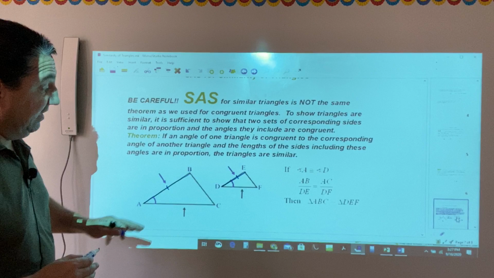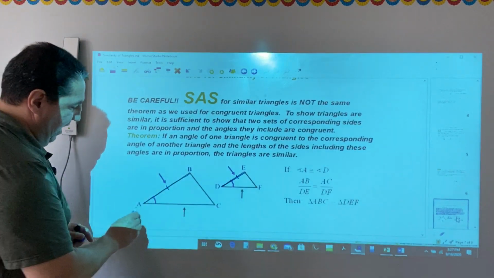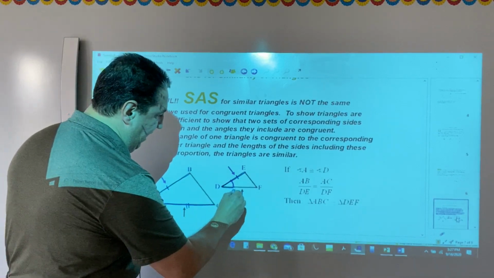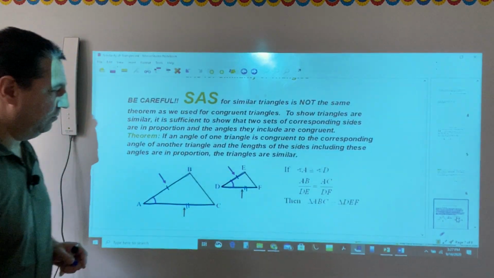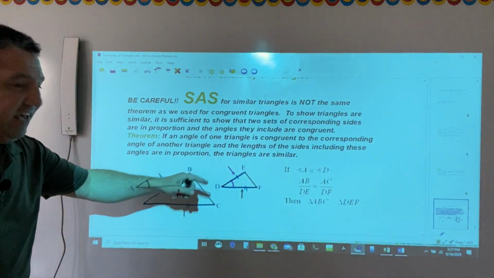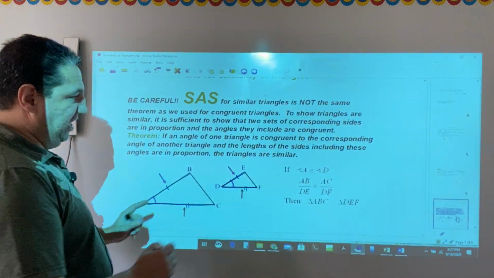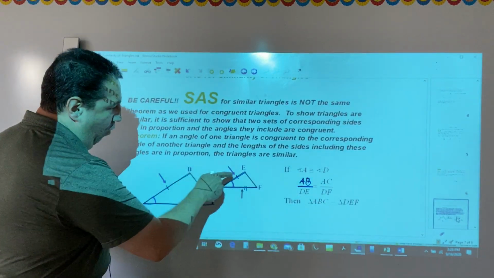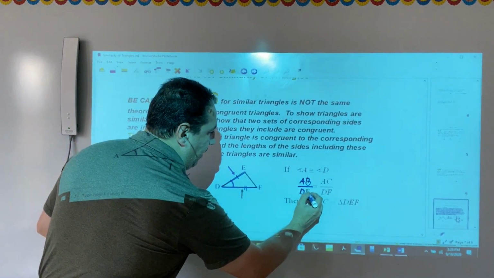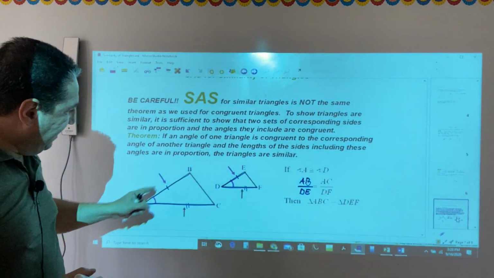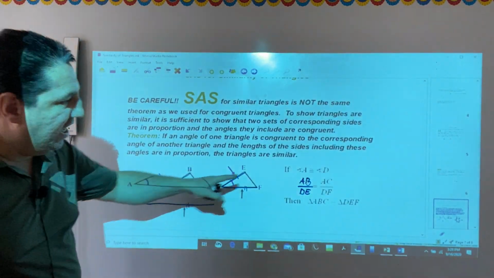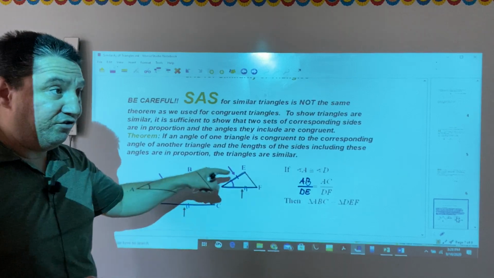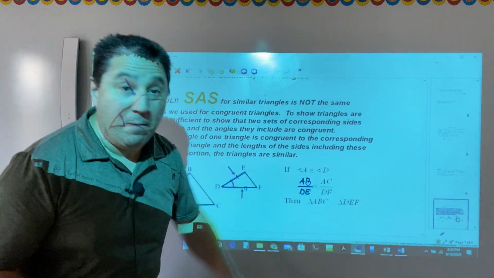And the other side that includes the angle is AC for this triangle, and DF for the other triangle. So we write their ratios. Their ratio is AB over DE. Remember, the sides of the left triangle are always on top. The sides of the right triangle are in the bottom.